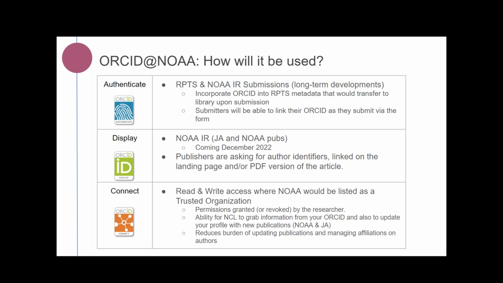In terms of display, we actually are working right now to display ORCIDs in the NOAA IR. So when you submit your publication to us, we would get your ORCID information as well, and then we'll have that lovely little icon next to your name on the landing page and search pages in the repository so people can link out to your ORCID. This will actually be live in hopefully December is the goal. Additionally, most publishers now are also including that same ORCID linking on their websites.